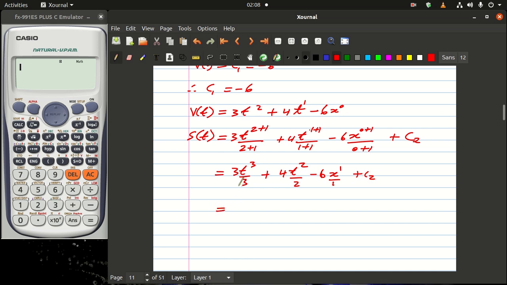I can simplify further. This 3 and that 3 cancel out. You have a t cubed. 4 divided by 2, that's 2t squared. And then I have a minus. Why am I using this x? I like this x. It's supposed to be just a t there.